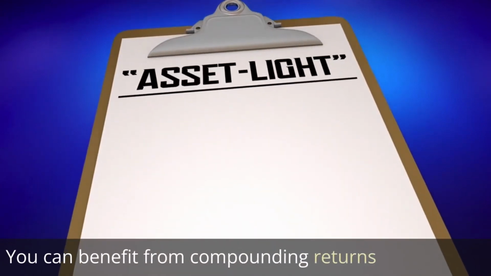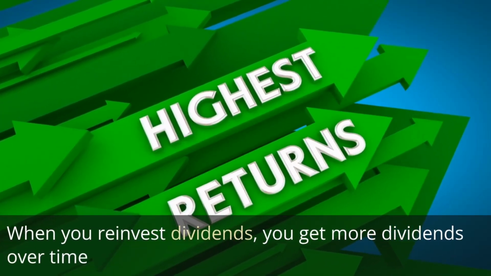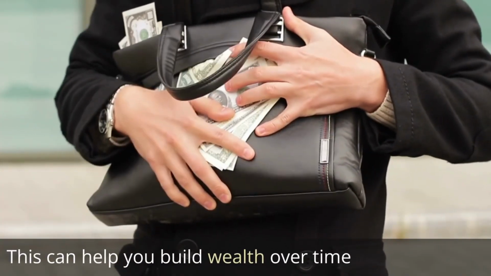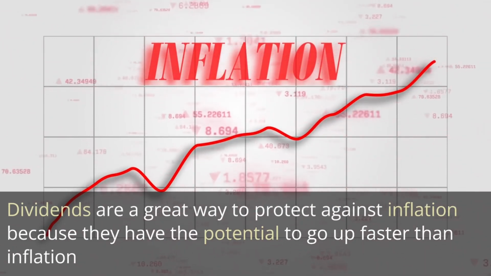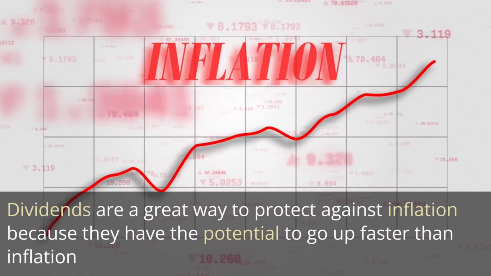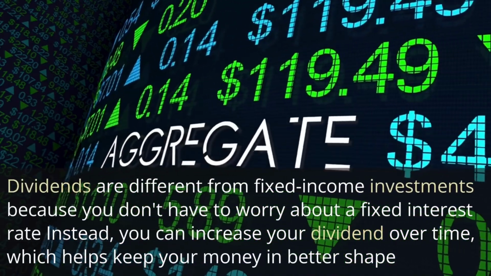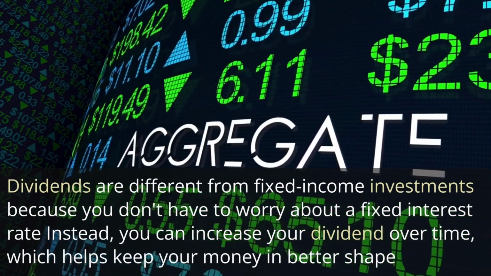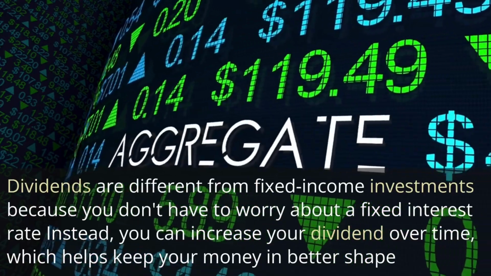You can benefit from compounding returns. When you reinvest dividends, you get more dividends over time. This can help you build wealth over time. Dividends are a great way to protect against inflation because they have the potential to go up faster than inflation. Dividends are different from fixed income investments because you don't have to worry about a fixed interest rate. Instead, you can increase your dividend over time, which helps keep your money in better shape.